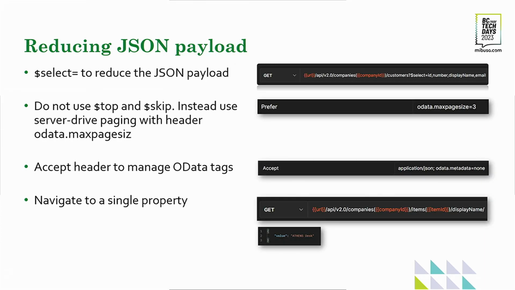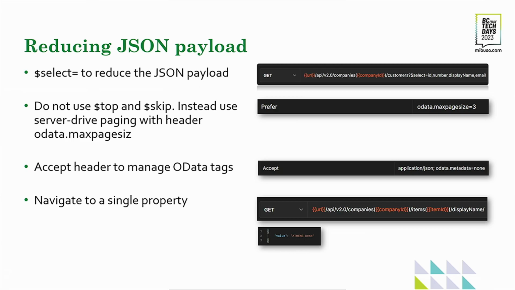A few tips about reducing the payload, which is also for performance reasons. You can use $select to reduce the JSON payload. Actually, there are 4 demos in here. I will just mention them once and then go to Postman.